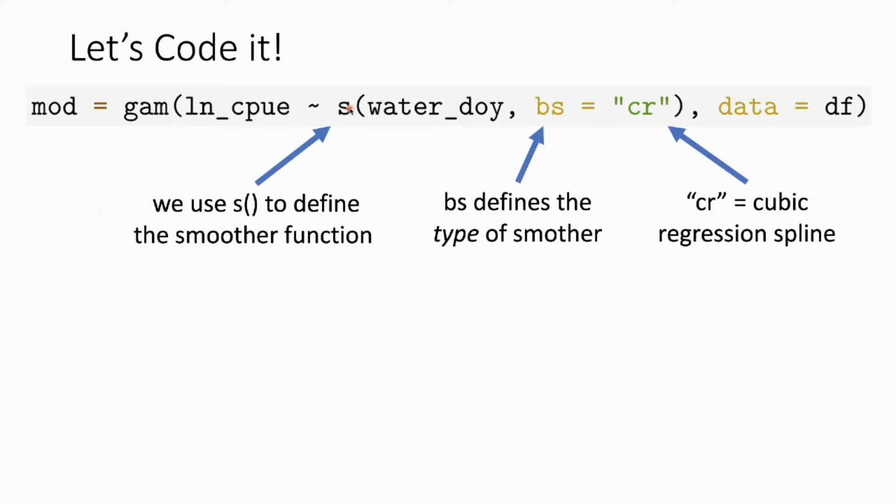However, we have this new term. That just tells it this isn't a linear relationship between catch per unit effort and day of water year, or water DOY. It's actually some smoother function. And this BS argument is how you define the type of smoother function you're going to use. In our case, and I recommend you start with a cubic regression spline. That said, I highly recommend you look at the help menu for this BS argument because there's a number of handy functions that you can actually use, different kinds of smoothers that are suitable for different kinds of data. And then finally, we just have defined the data set where our data comes from.